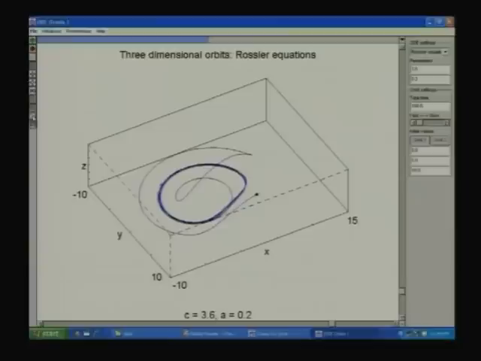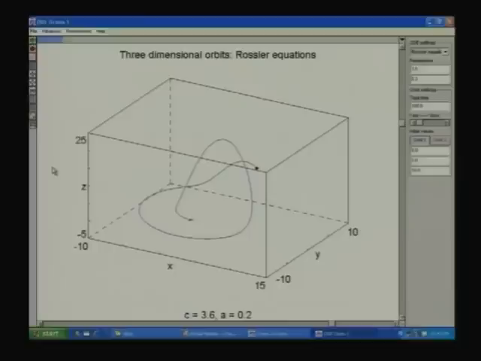Something strange is happening. Let us see it again from the angle where we started. The orbit is actually not stable. It is coming close to it, but then it is going away.